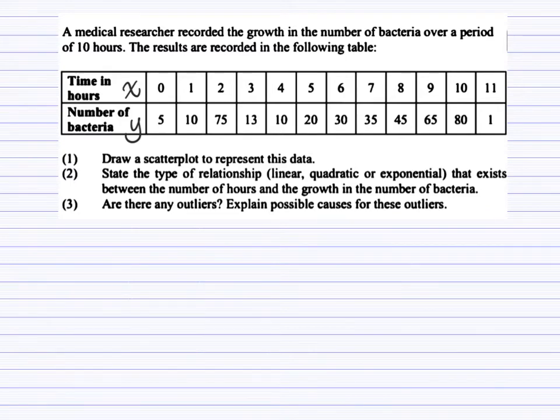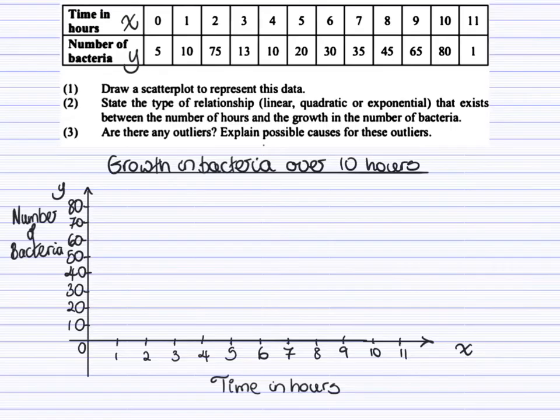So we are going to now plot our scatter plot. Remember that you need to label your x-axis, label your y-axis, and give the scatter plot a title. Let us now plot the points. So the first point we're dealing with is 0 and 5. The second point is 1 and 10.